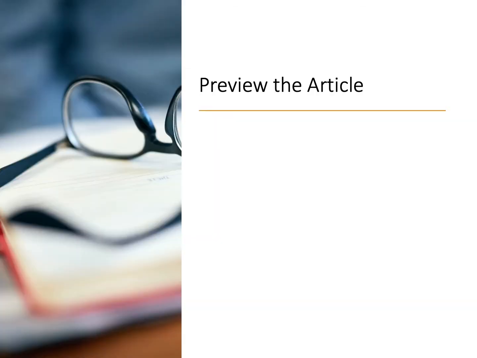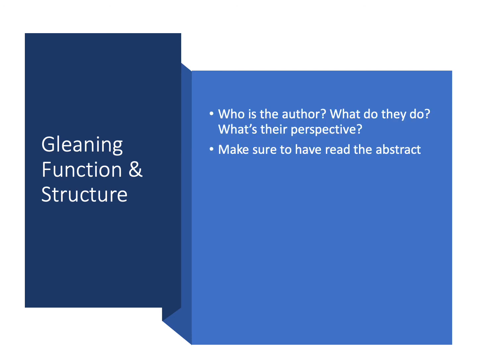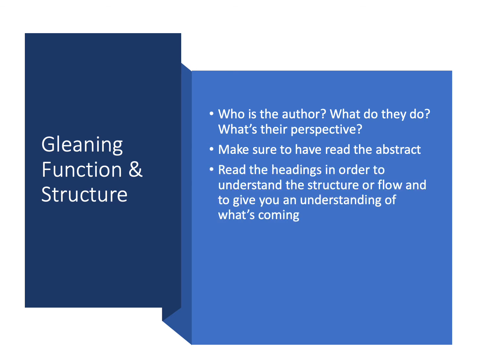So the first thing is to preview the article structure and function. Okay, so we talked about who is the author, what do they do? Make sure that you have read the abstract. Read the headings. Think about headings as towns on your road trip from California to New York. It gives you an idea of where you're heading.